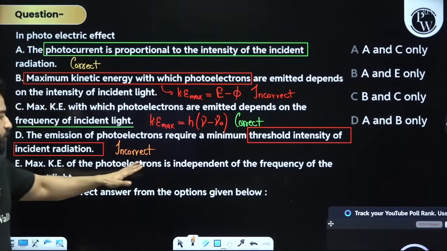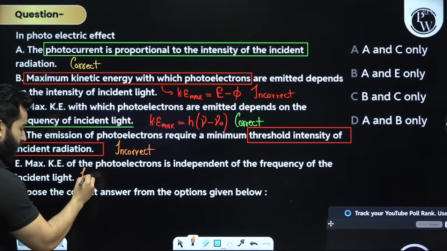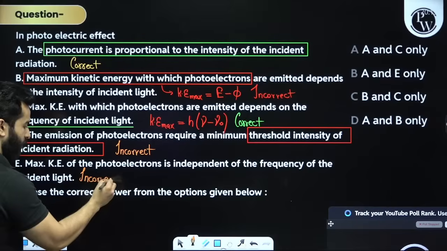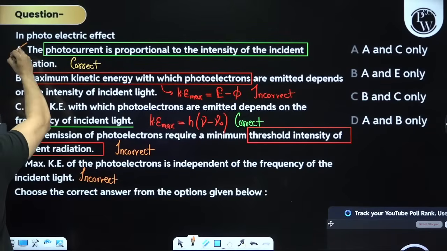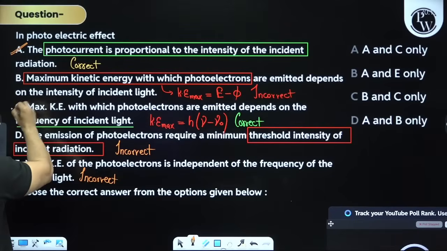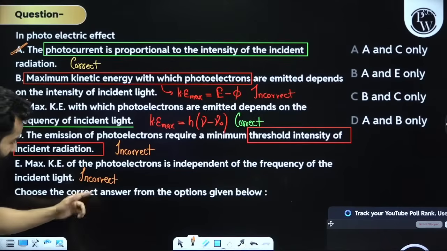Maximum kinetic energy of photoelectrons is independent of frequency. This is also incorrect. We have already discussed it. So I think there are only 2 correct statements, that are option A and option C. Now the most important point, please see, choose the correct answer.